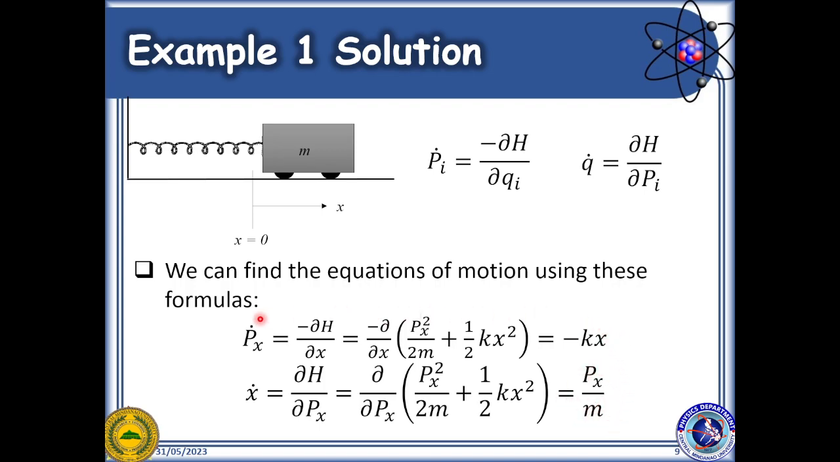Take note that this p dot x here, equivalent to minus k x, implies that this is the restoring force of the oscillating cart due to the massless spring, as you can see here in the diagram. Okay, so we have now obtained the two equations of motion from the Hamiltonian formalism.